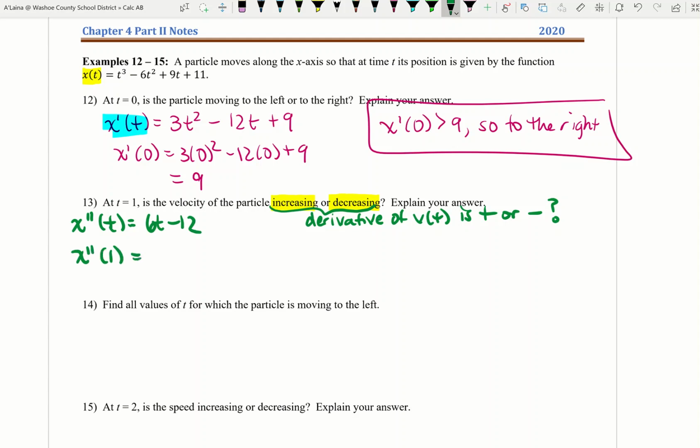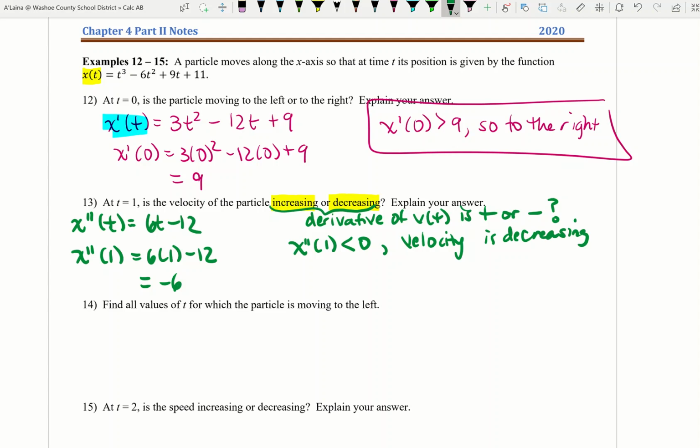And this is something that students really miss, that language about increasing or decreasing. But since this ends up having a negative sign, what we could say is that the velocity is decreasing. Because the slope of the velocity is negative, that means the velocity is decreasing.